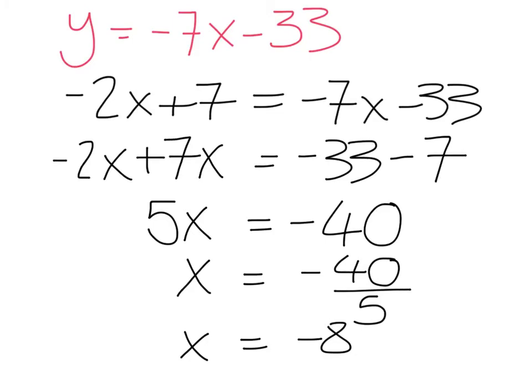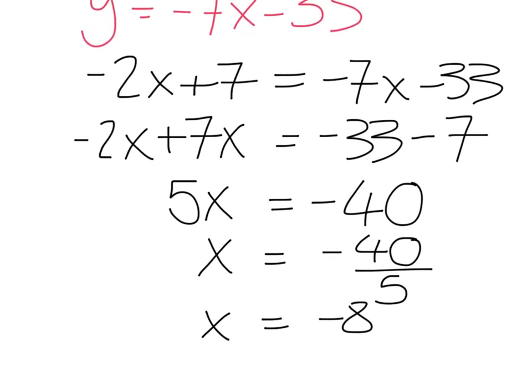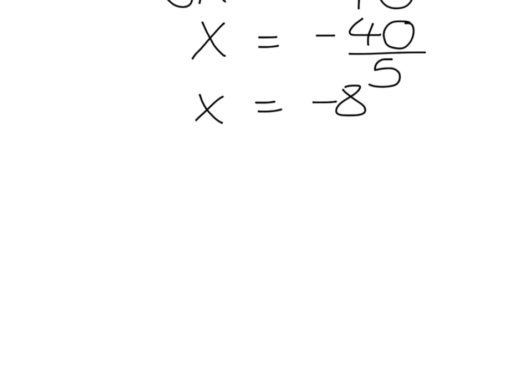What we need now is the y value. So we take our negative 8 and we substitute it back into one of the equations. So we'll just substitute it into this one here. So we'll write that down. Y equals negative 2x plus 7.